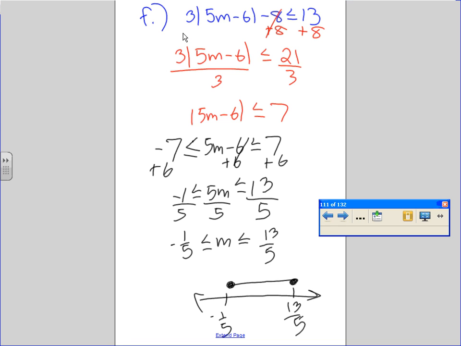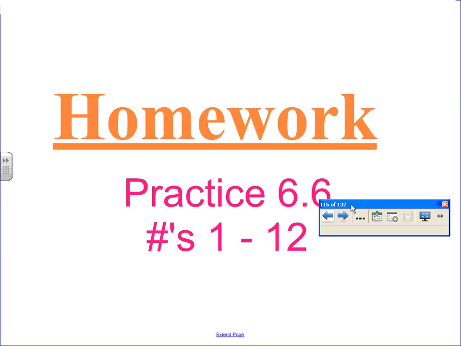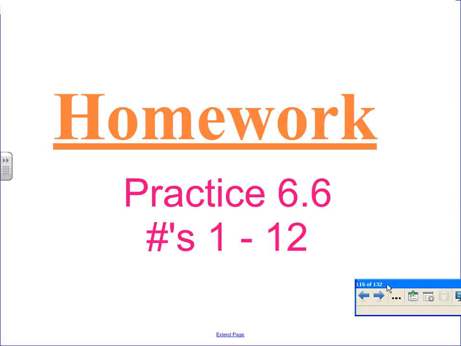Got it? Okay, take the same packet, flip to practice 6.6, page 16. Okay, so here's what you need to do. You guys have 10 minutes. Page 16 is where practice 6.6 is. No, guys, there's only 12 problems. You're fine. Okay, 12 problems. You have 10 minutes, so quit complaining.